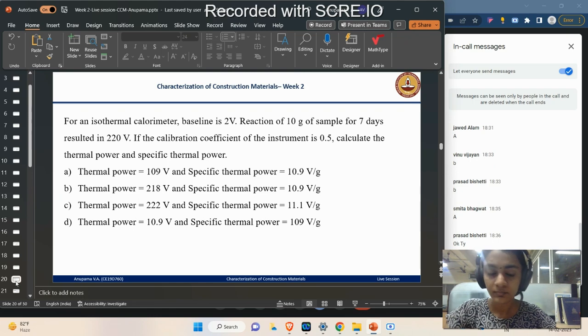Ma'am, for the problems, if you explain with the equations, it will be more useful. Okay, that I'll do. But if I give the equation right away, it is just a matter of you putting the values there. Yeah, do after discussion.